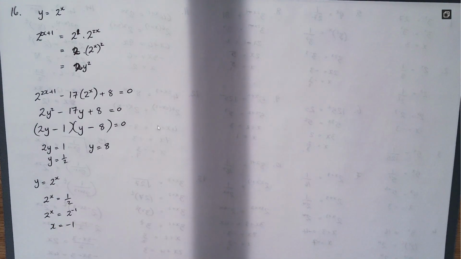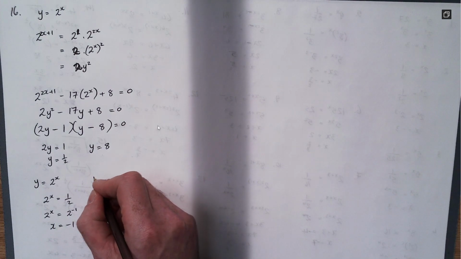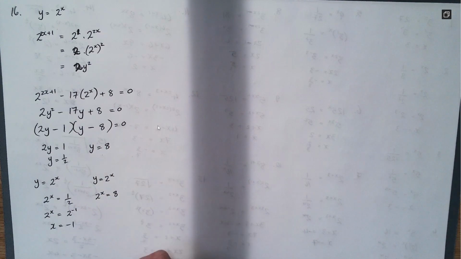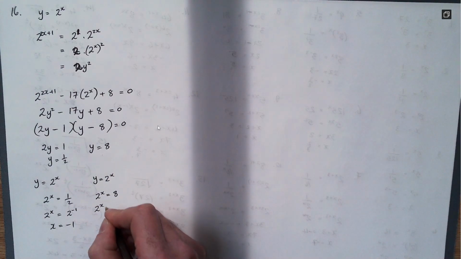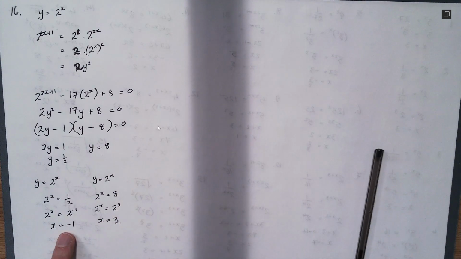Then, for the other y, 2 to the power of x equals 8, so 2 to the power of x equals 2 cubed, so x equals 3. And that is the second solution. So x is minus 1 or x equals 3.